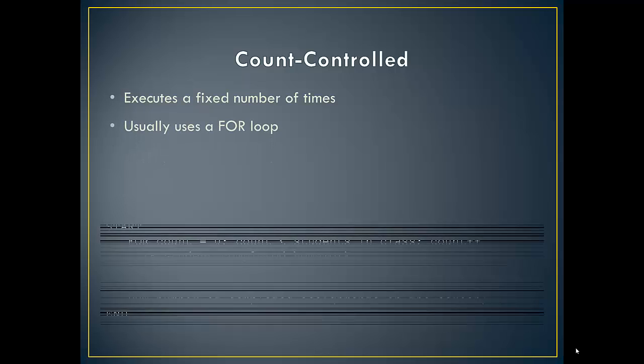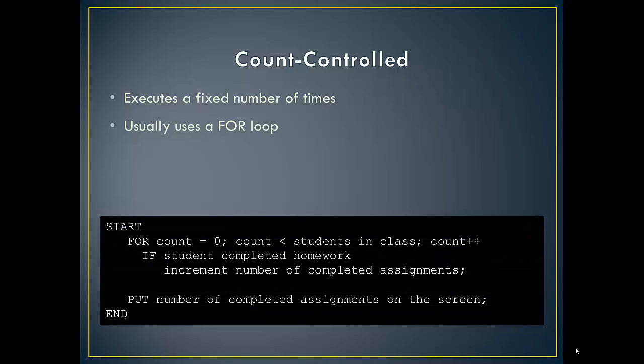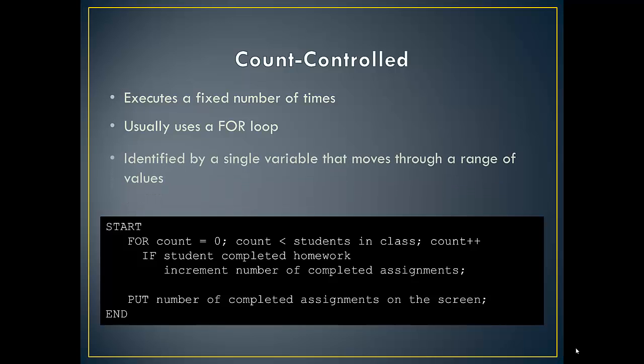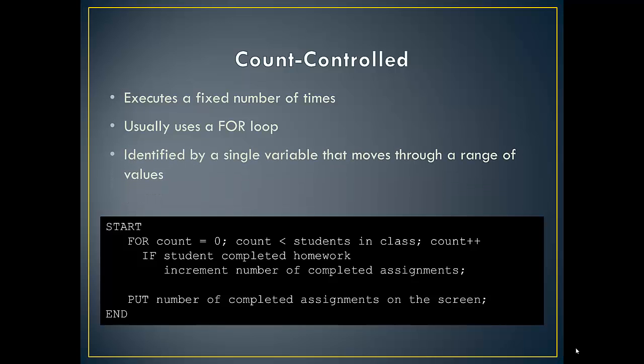For example, here's the pseudocode for our homework problem. Inside of the loop, we determine if the student completed the assignment or not. If they did complete the assignment, then we increment the total number of completed assignments. Count-controlled loops are also marked by the presence of a single variable that moves through a range of values. In our example, that would be the variable count. Count moves from 0 to 1 to 2 until we reach the total number of students in the class.